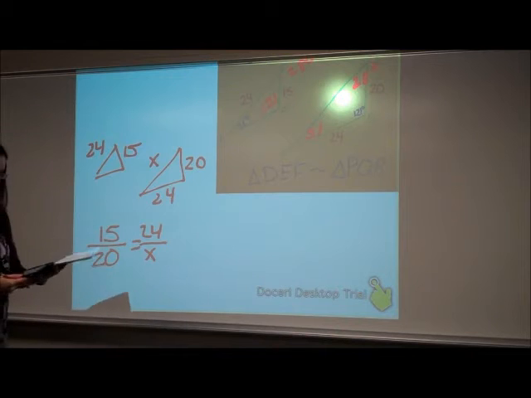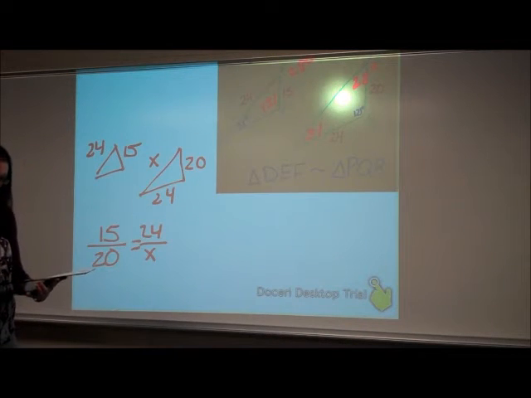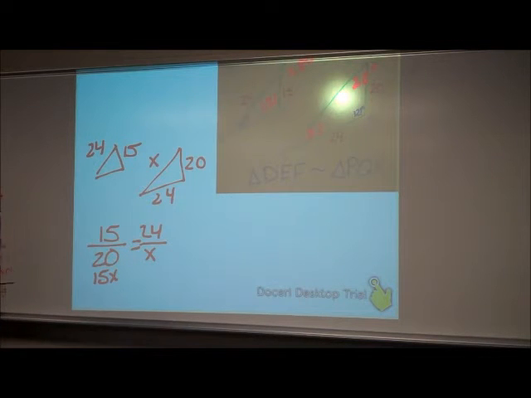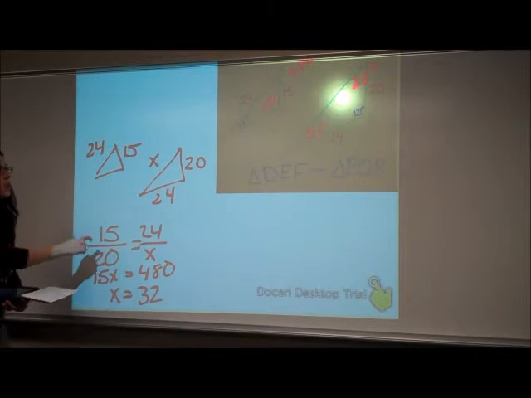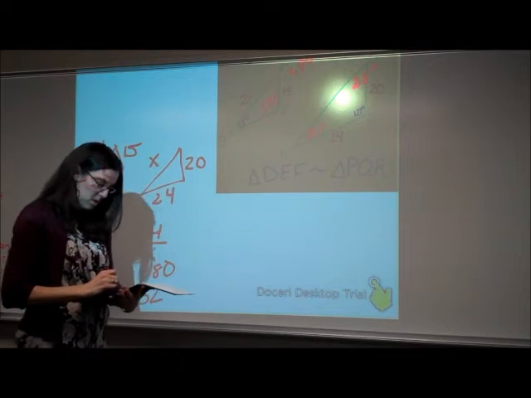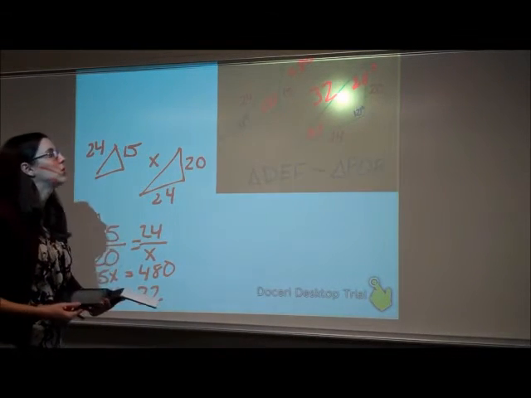Solving proportions, I have 15 times x, or 15x, equals 20 times 24, which would be 480. Dividing both sides by 15 tells me that x is equal to 32. So that means this side, or this side in my original shape, is 32 units long.